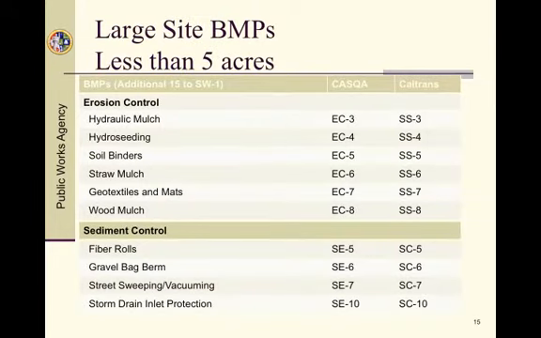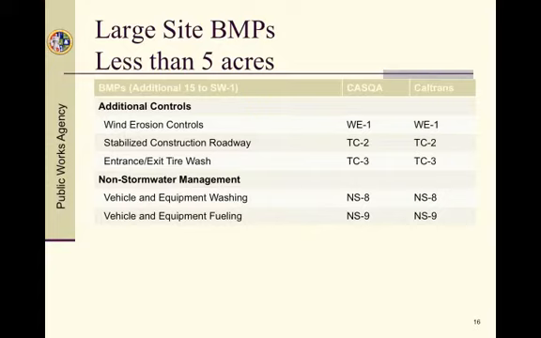Here's the final list of the remaining ones that were added for the projects over 1 acre and less than 5. You'll notice on the far right there's the CASQA naming scheme as well as the Caltrans naming scheme. These do differ in some areas, and near the end of the slides we'll show locations where you can view both of these. Myself, I'm the most familiar with the CASQA naming scheme and their BMP handbook, and it's an easy, quick reference with a lot of great information in it.